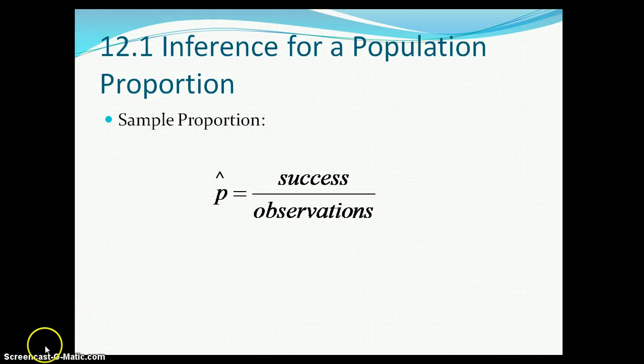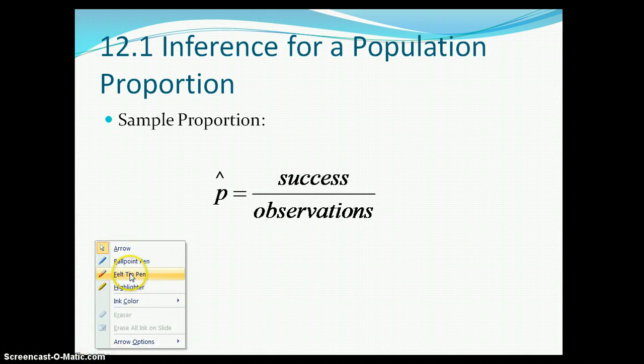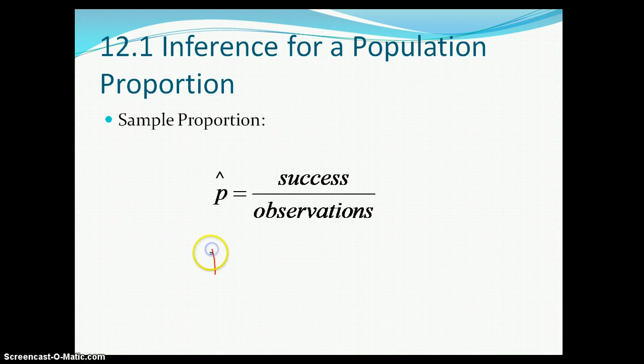Again, we have p. Here's my pen. p is going to be our population proportion, and p hat is our sample. So this is your population proportion. Don't worry, I don't have to write too much. I did most of it on the computer already, because this takes a while. Okay, so that's p for your population, p hat for your sample.